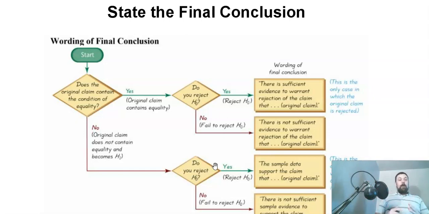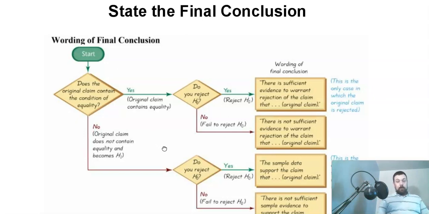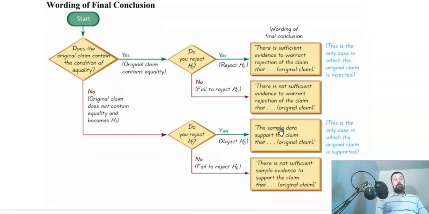So I would recommend using this flowchart and sticking to the scripts that they provide, because while we want to use plain language, we do have to be careful with the wording that we use. Sometimes I've had students on the test where they don't have the script handy and they just freestyle it, and they think they're saying the same thing as what the script says, but it's not quite the same. Use the flowchart, stick with the script. That's the safest thing to do.